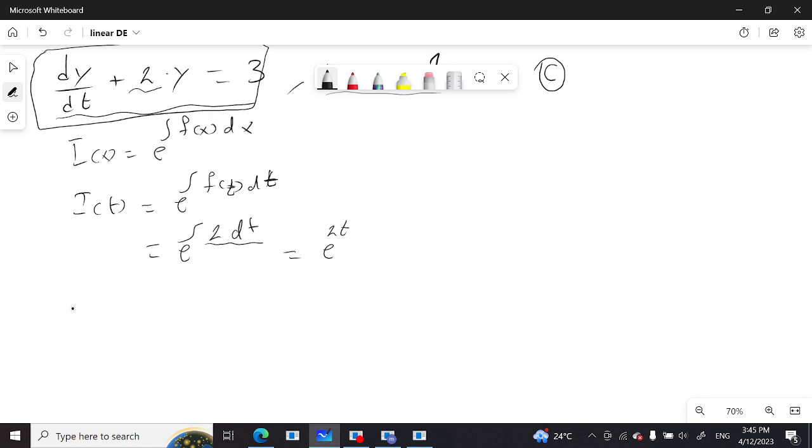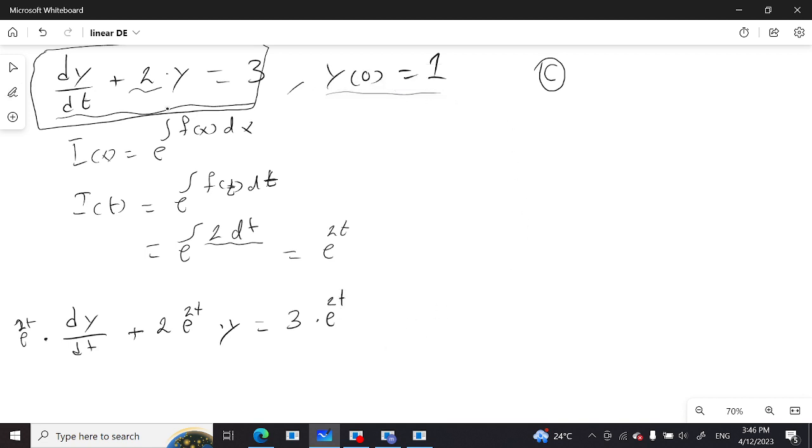Now the third step is to multiply the integration factor by our formula here. Therefore we get dy over dt multiplied by exponential 2t plus 2 exponential 2t times y is equal to 3 times exponential 2t.